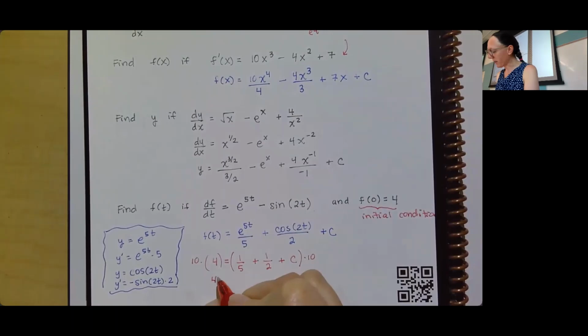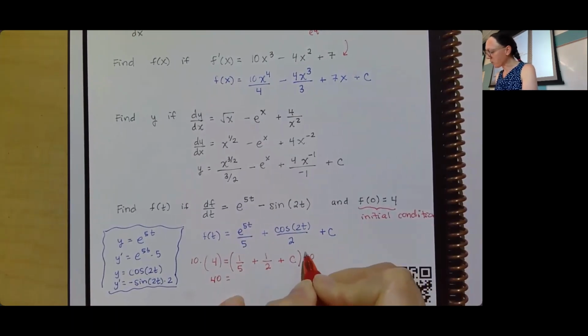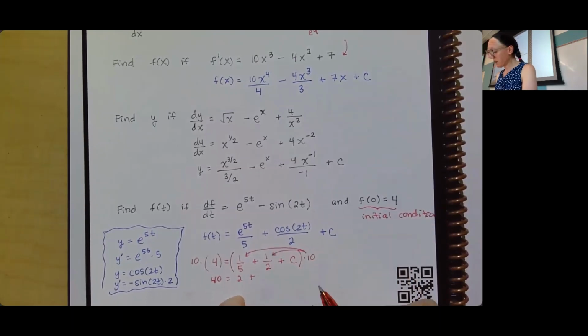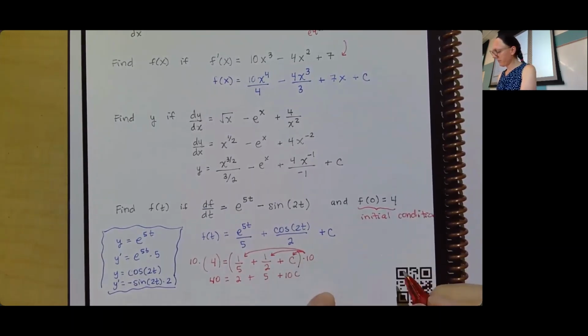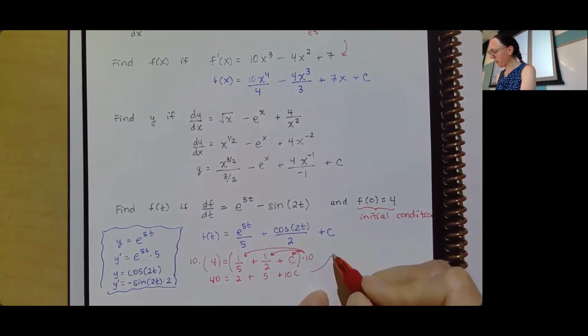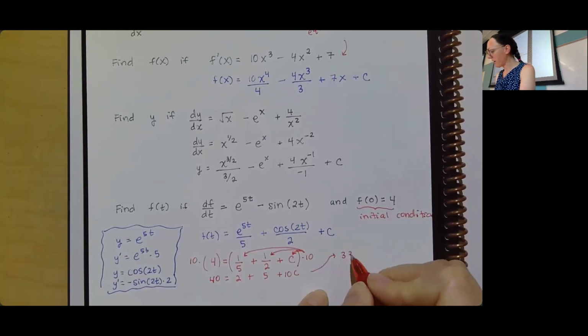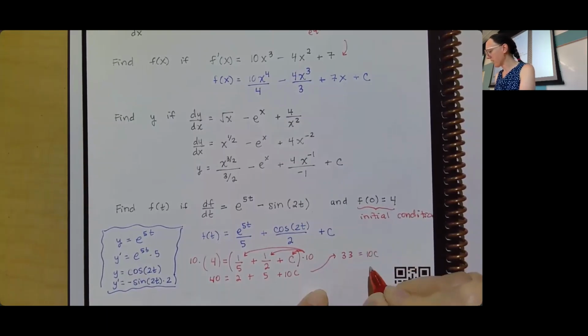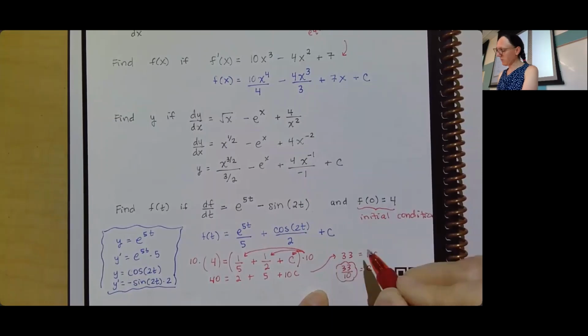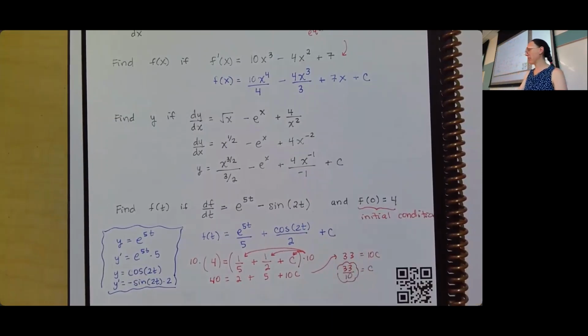So I would have 40. And then as I distribute the 10 in, I would have 2 plus 5 plus 10c. And kind of running out of space there, but that looks to me like 33 is equal to 10c, or c is equal to 33 over 10. And that is what I would plug in for c.